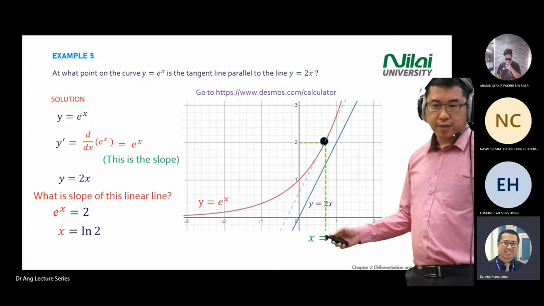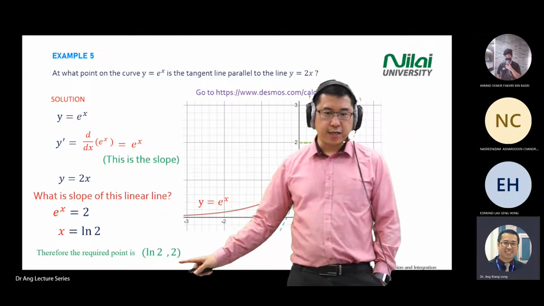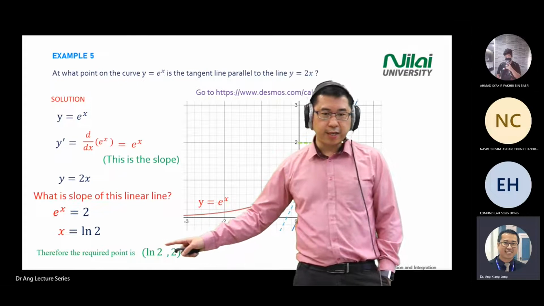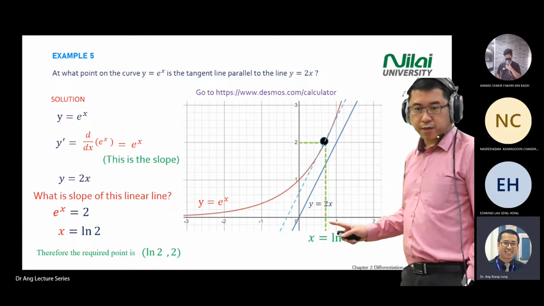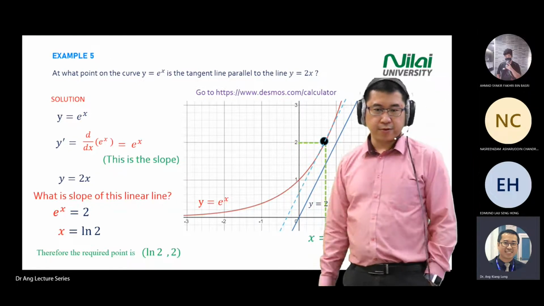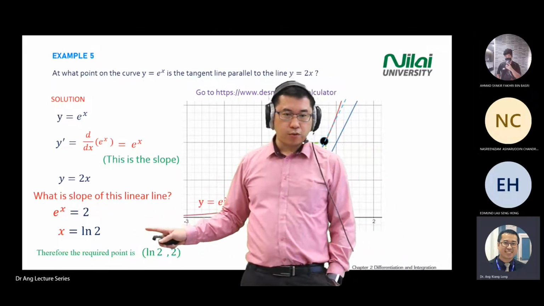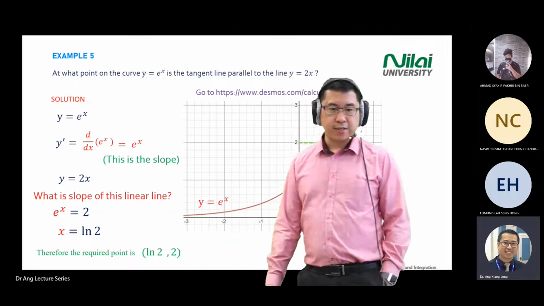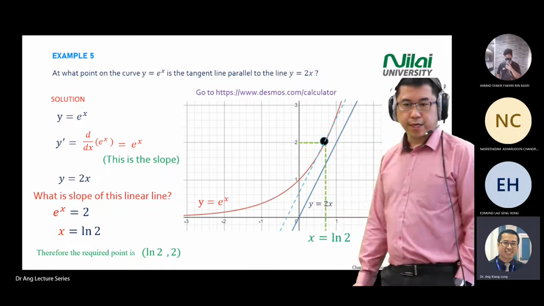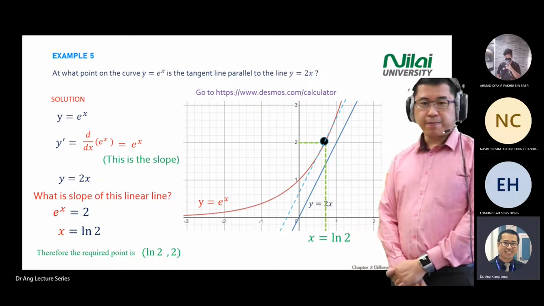This black dot is the answer for example number 5. The answer will be (ln 2, 2). This is a Cartesian coordinate, or you can give a decimal place. Use your calculator. For this location, you move up, meet the point, move to the left, and you get your y value. Or you can substitute your ln 2 into e power x: e power ln 2, you get 2. This is how you answer. Any question for example 5?